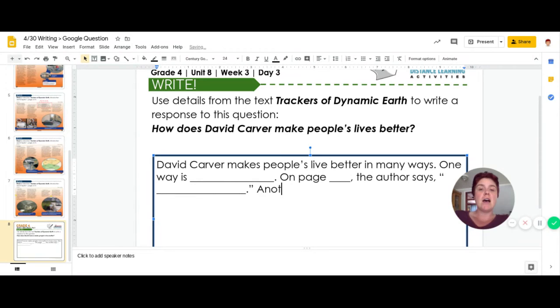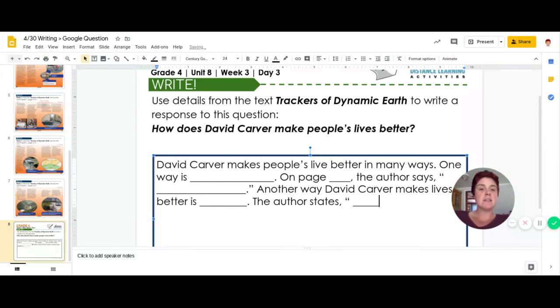So another way, oops, I didn't capitalize his name, David Carver makes lives better is, and what was that second thing? And we are going to say the author states, and then go ahead and include your evidence to prove how we know that David Carver makes lives better.